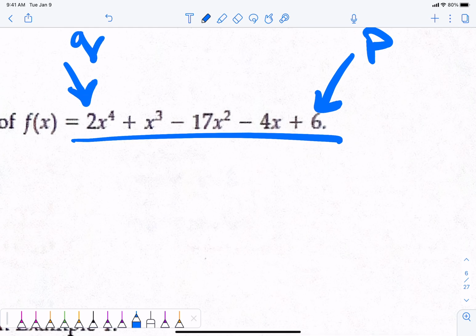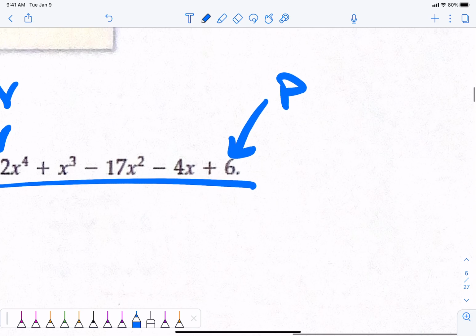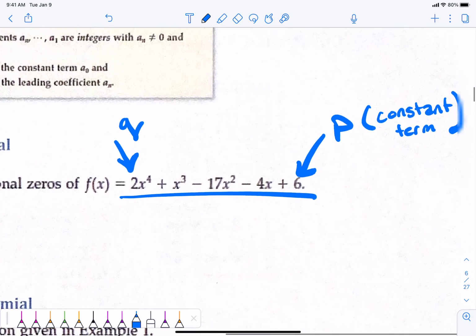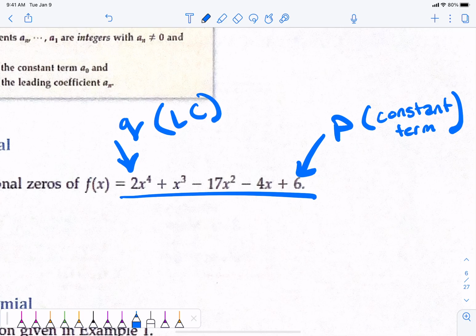Now, it will not always be the first term and the last term if it's not in the correct order. If it is in the correct order, it will always be the first term and the last term, okay? So it's the leading coefficient and the constant term. P is always the constant term. Okay, P is always that guy, and Q is always the leading coefficient. I'm going to just label him LC, okay? Now, be careful because sometimes it will not be in the correct order. So it has to be in the correct order in order for this to work, okay?